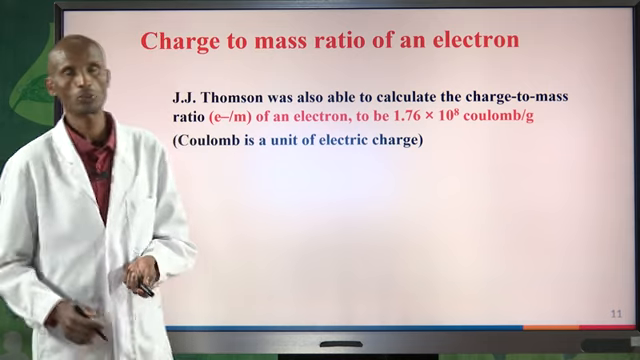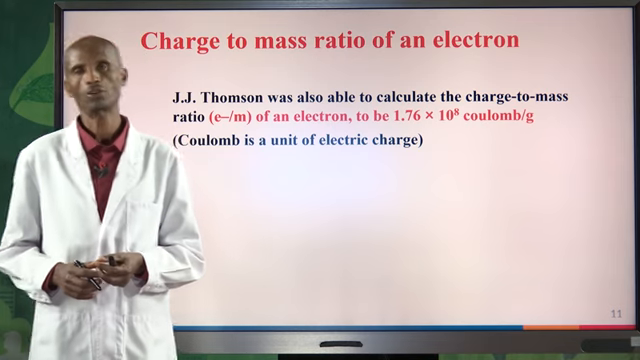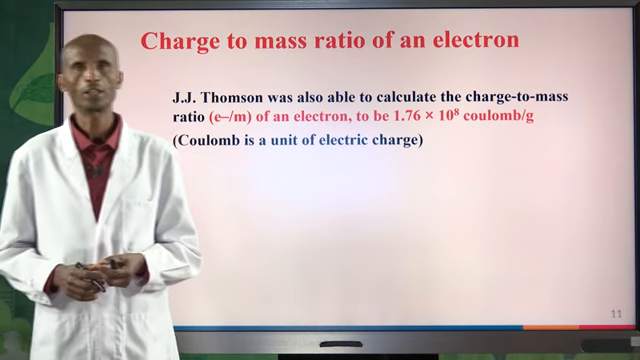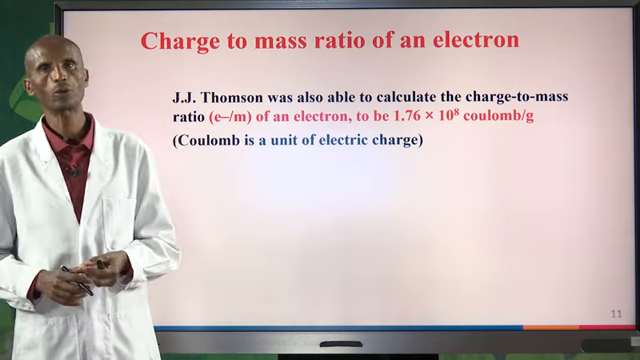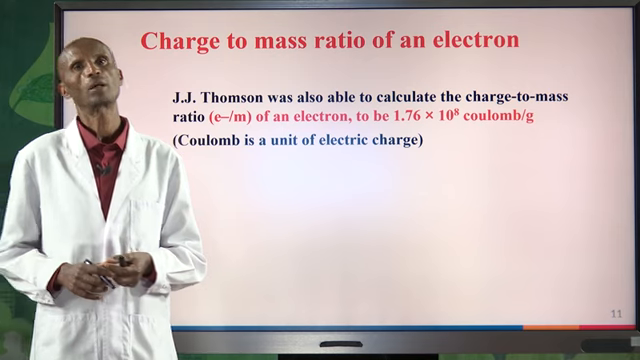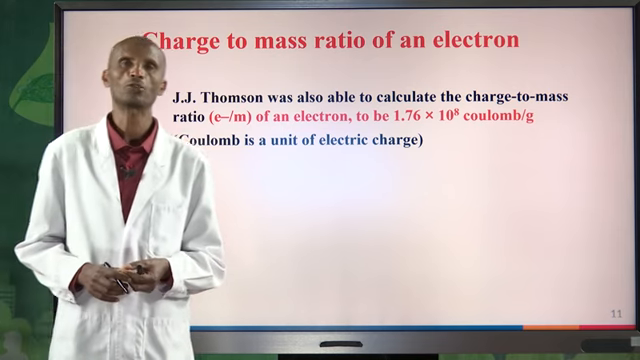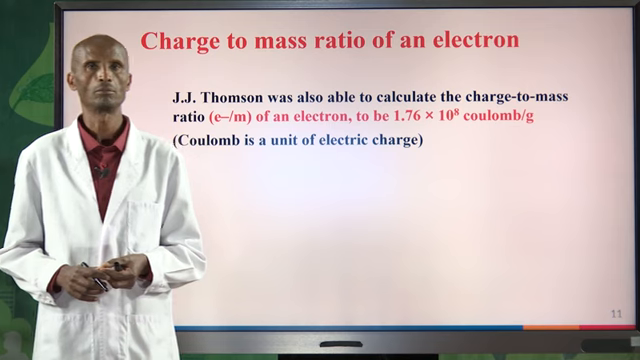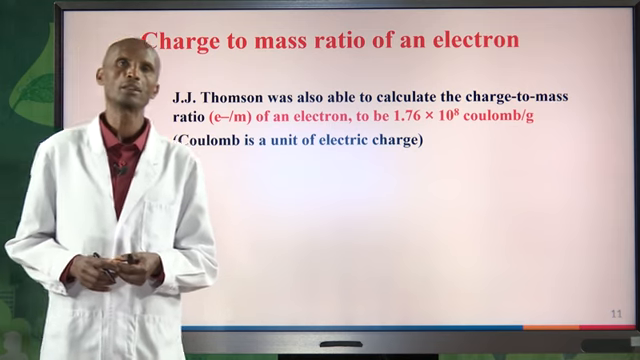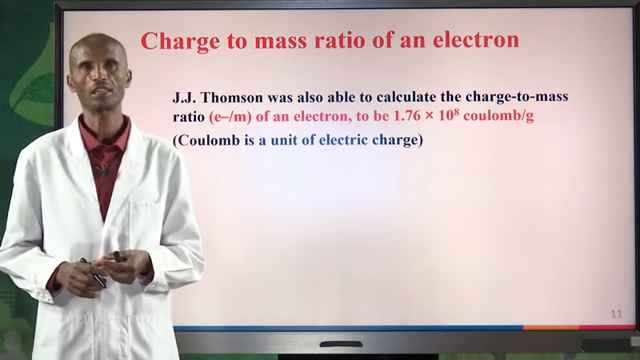The other point that we have to discuss about the discovery of the electron is the charge to mass ratio of an electron. After detecting the properties of cathode rays, J.J. Thomson was also able to calculate the charge to mass ratio of an electron to be 1.76 times 10 raised to 8 coulomb per gram, or 1.76 times 10 raised to 11 coulomb per kilogram. This can be determined by measuring the angle of deflection in magnetic and electric field.